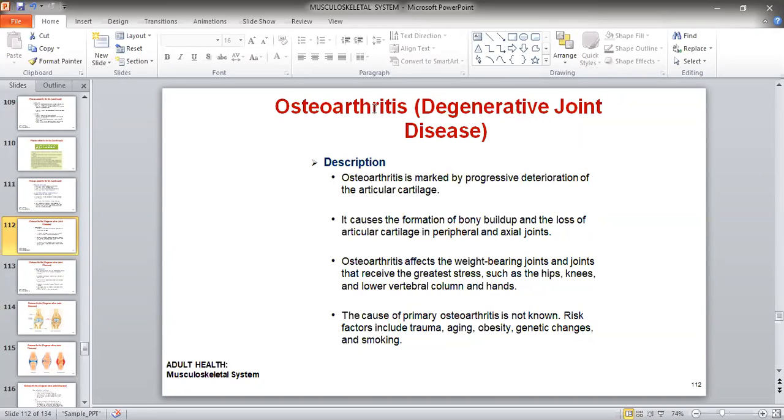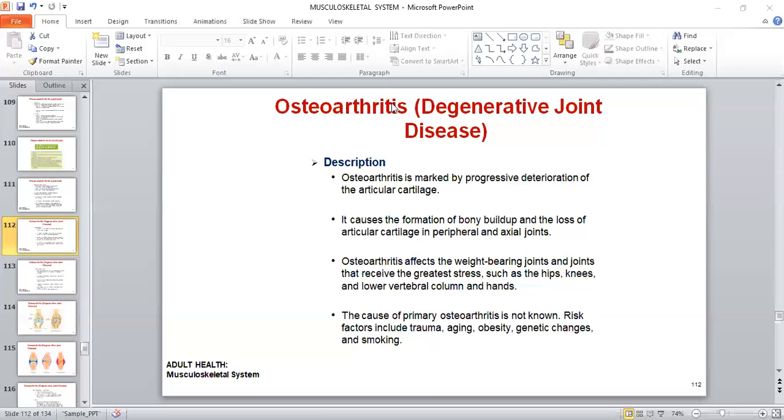Also, osteoarthritis affects specific joints, and is not symmetrical. It does not necessarily mean that if your left knee is involved, the right knee will also be involved. If both joints are involved, it is called symmetrical. But if only one joint is involved, it is called asymmetrical or not symmetrical, right? And also we will get a negative rheumatoid factor. Whereas in rheumatoid arthritis, the rheumatoid factor would be positive.